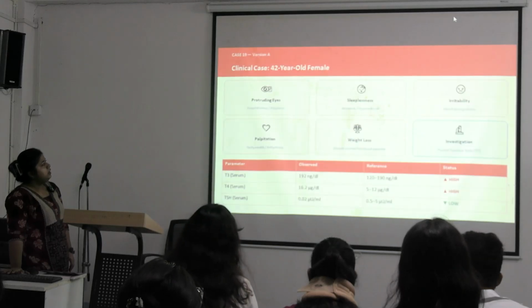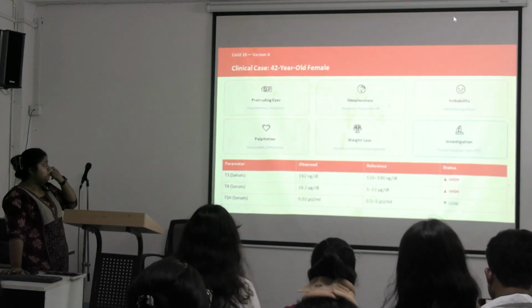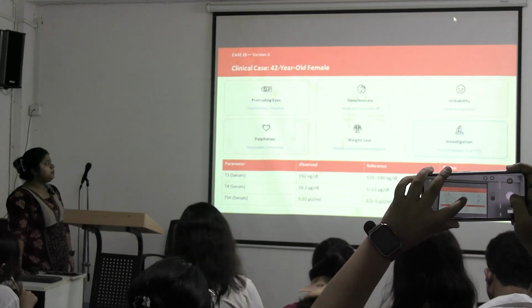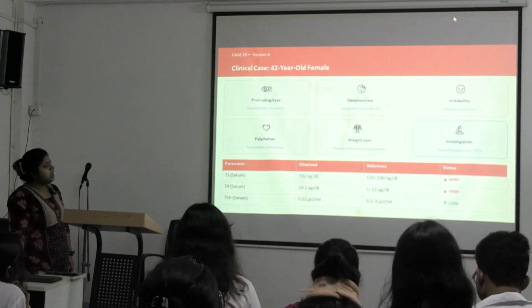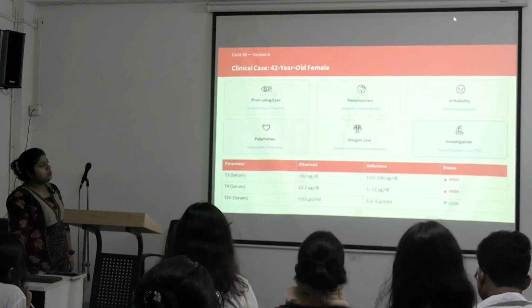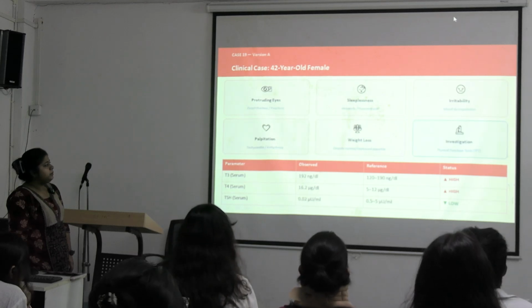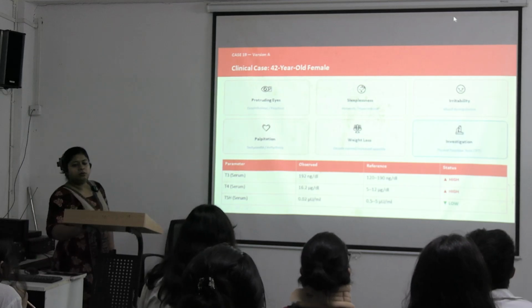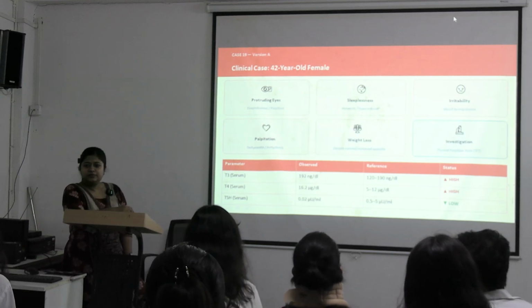Now for the second case, a 42-year-old female came with these symptoms. What are the symptoms? Protruding eye, sleeplessness, insomnia, then irritability, palpitation, weight loss. So what will you suggest?